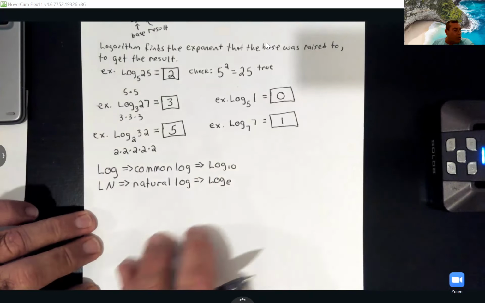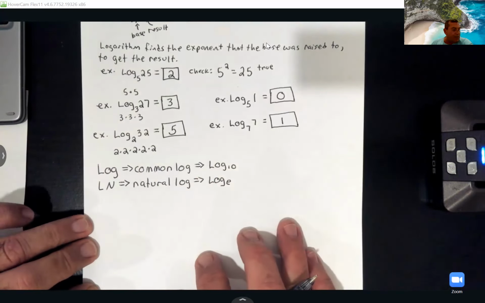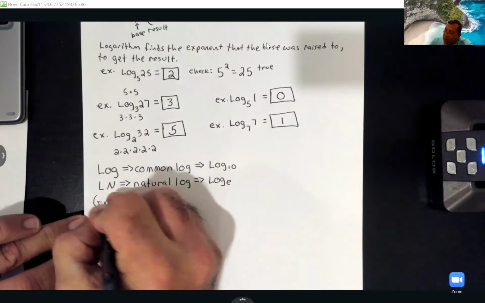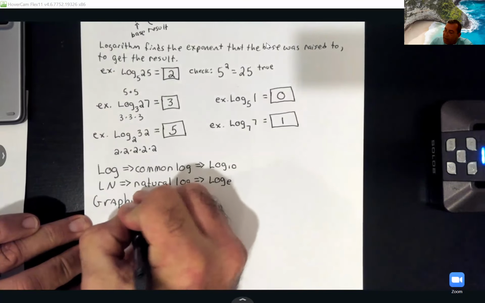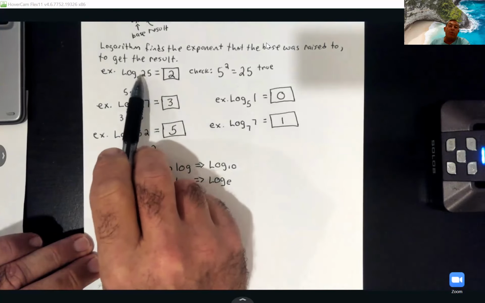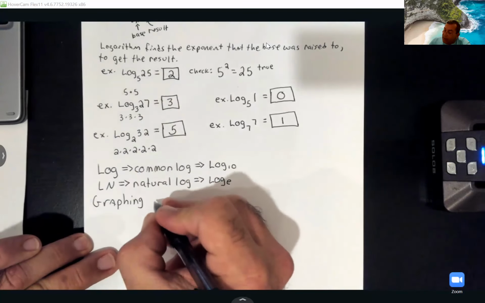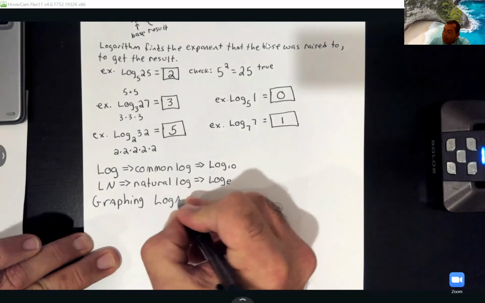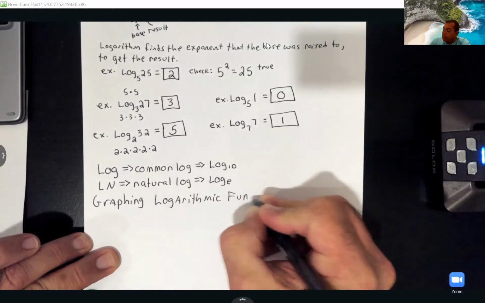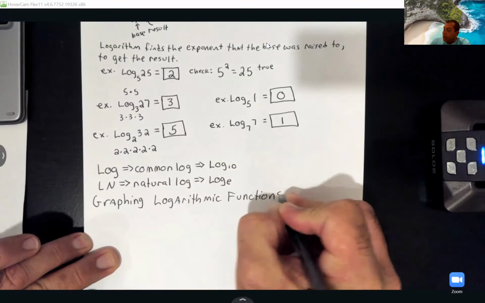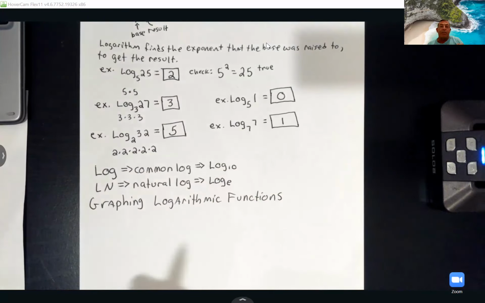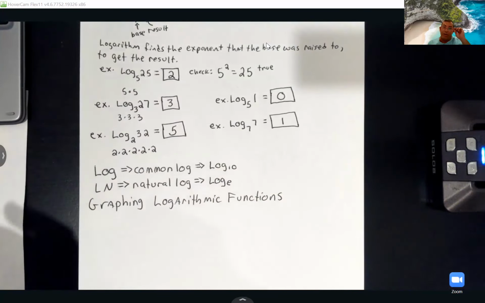So let me go through a little bit of graphing on these so that we can look at that. And then we're going to start evaluating some logs, okay? And I'll show you how to find these pretty quick on your calculator. So, graphing logarithmic functions. Logarithmic functions are what we call the inverses of the exponential functions.